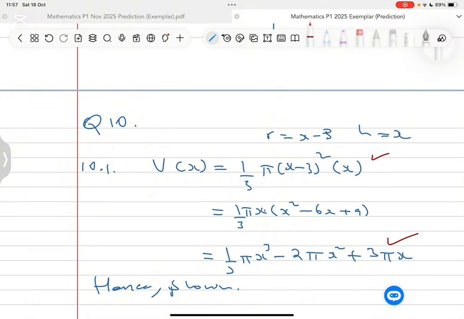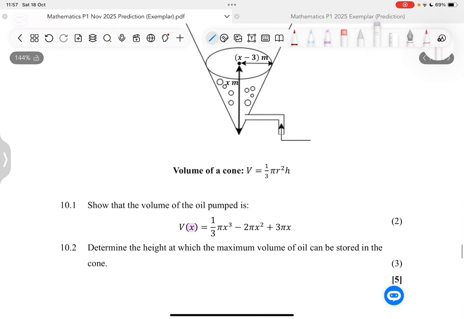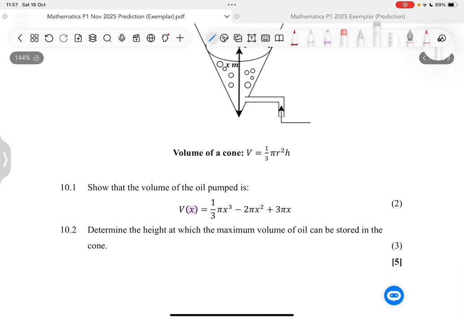Now we're going to jump into question 10.2, that says to us, determine the height at which the maximum volume of oil can be stored in the cone. So what are we looking for here? We're looking at the maximum height.